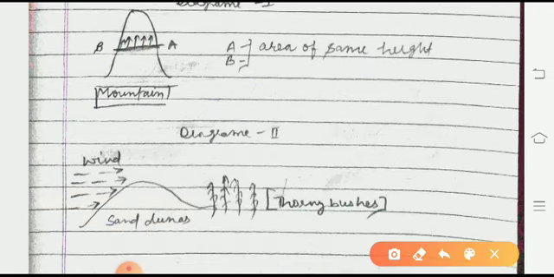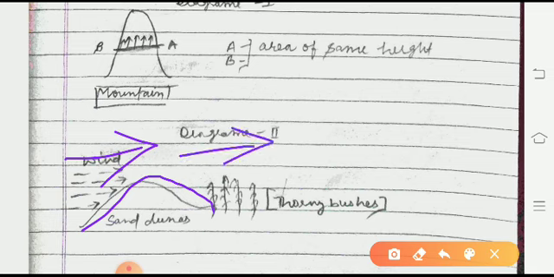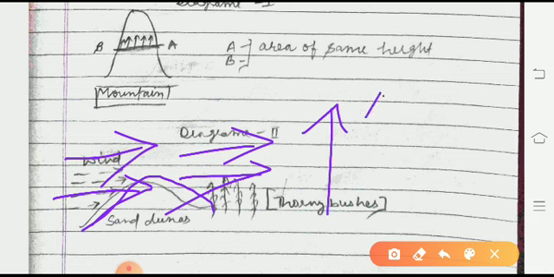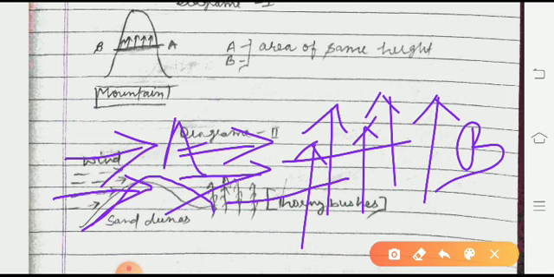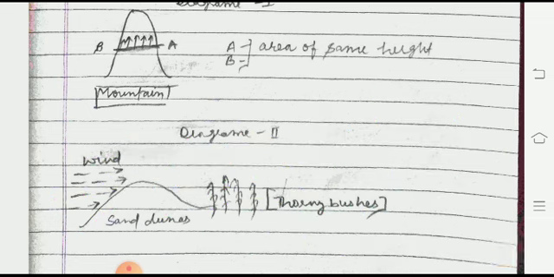Then second is the shelter belt. So see, this is a sand dune. As the wind blows from west to east, the blowing wind also carries some amount of sand. If we cultivate plants in the path of the wind, then the velocity of the wind will be reduced, and the wind is not able to carry the sand from this area A to this area B. In this way we stabilize sand dunes.